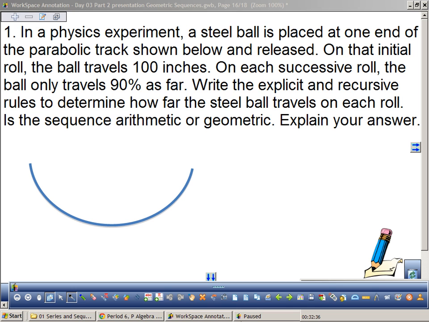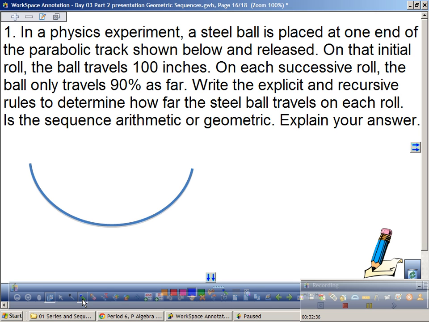Okay, so in a physics experiment, a steel ball is placed at one end of the parabolic track shown below and released. On that initial roll, the ball travels 100 inches. On each successive roll, the ball only travels 90% as far. So if I have only 90% as far, is that going to be addition and subtraction? Am I going to add 90% or multiply 90%? If I take 90% of something, is that adding or multiplying?